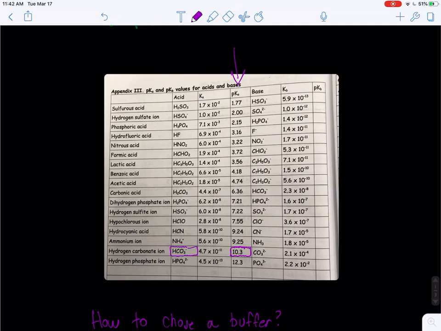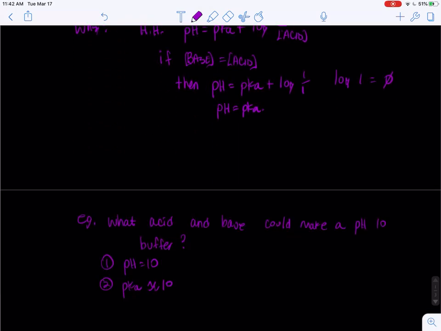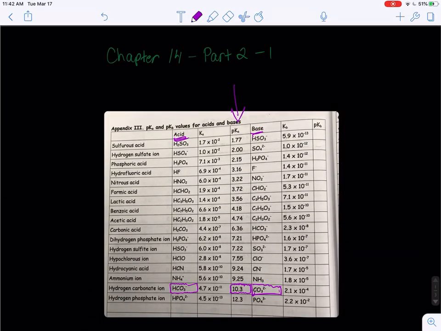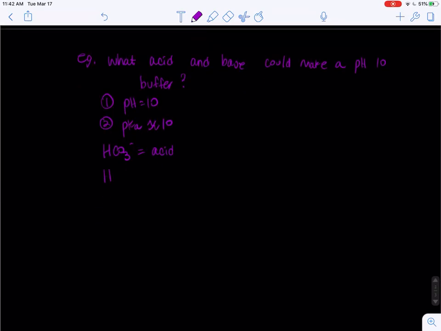HCO3 negative is going to be the acid. CO3 2 minus is going to be my base. I forget what I was even saying. CO3 2 minus was the base.